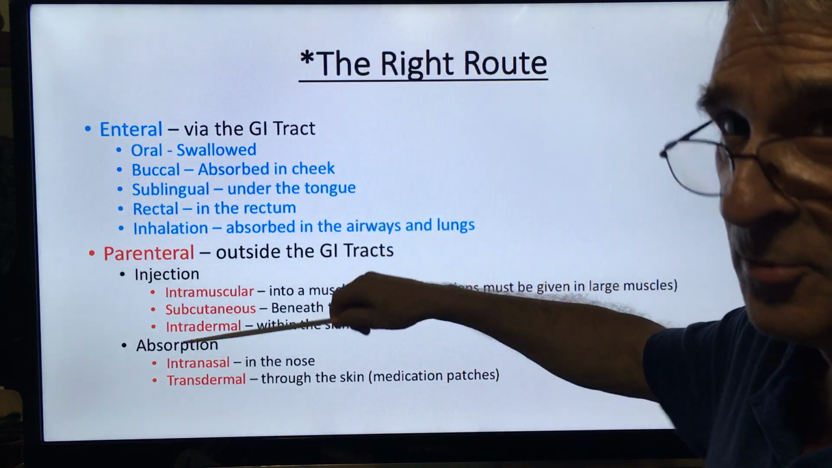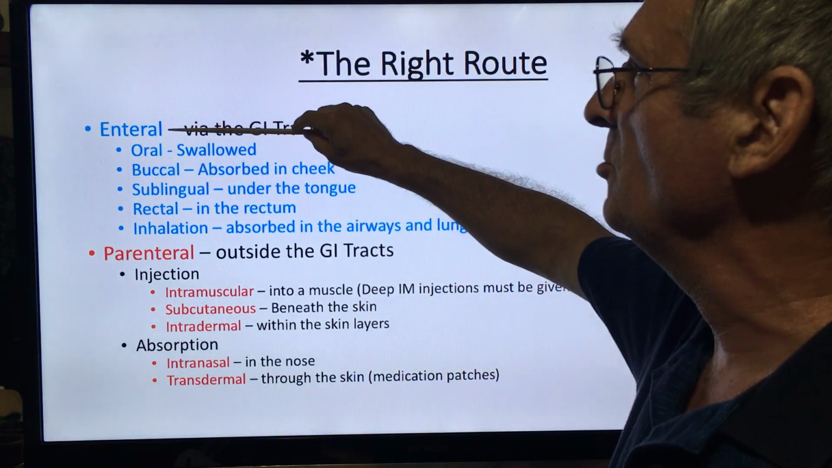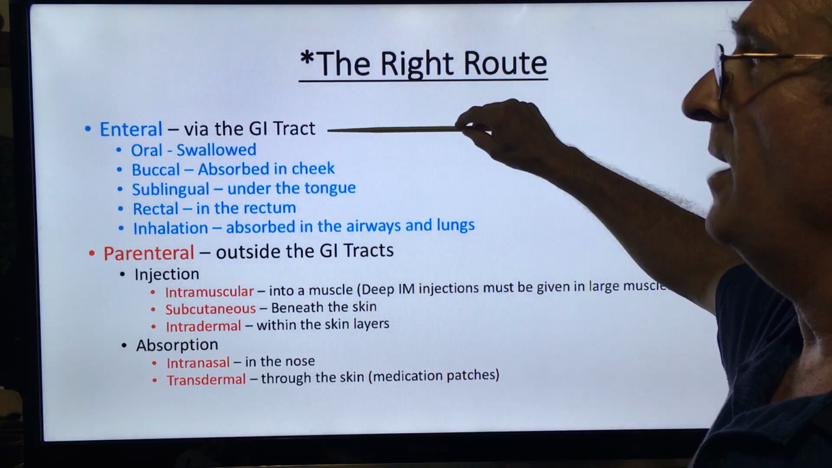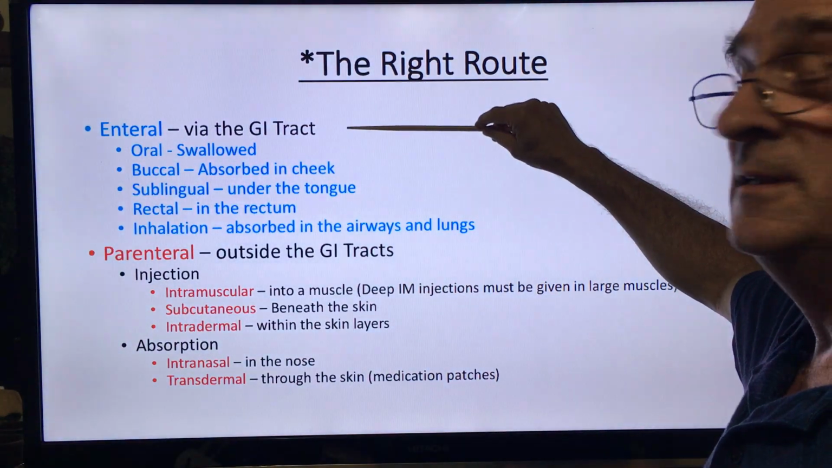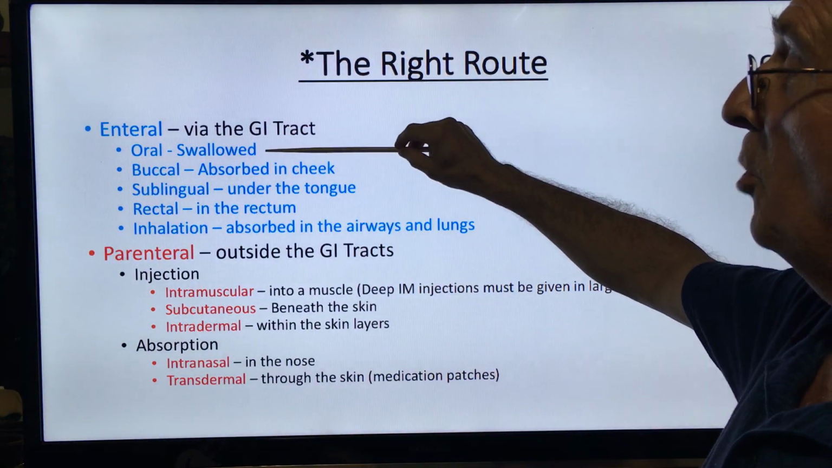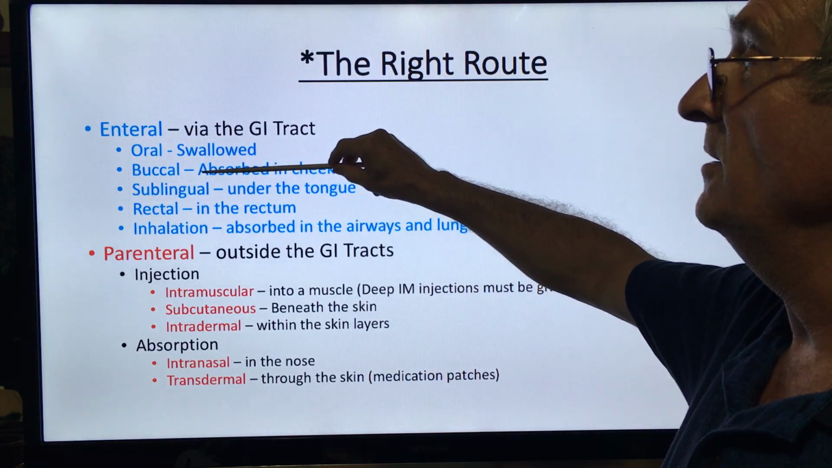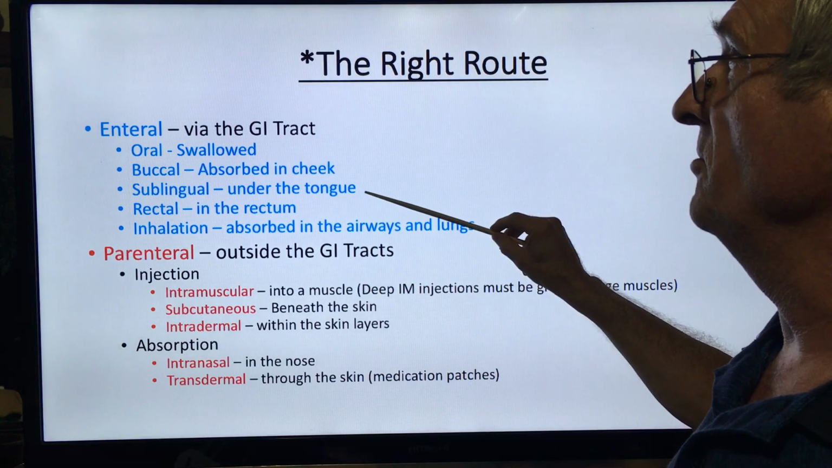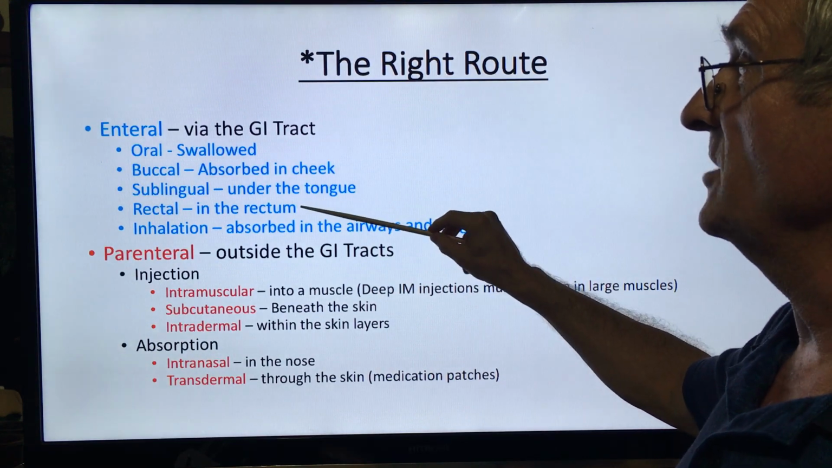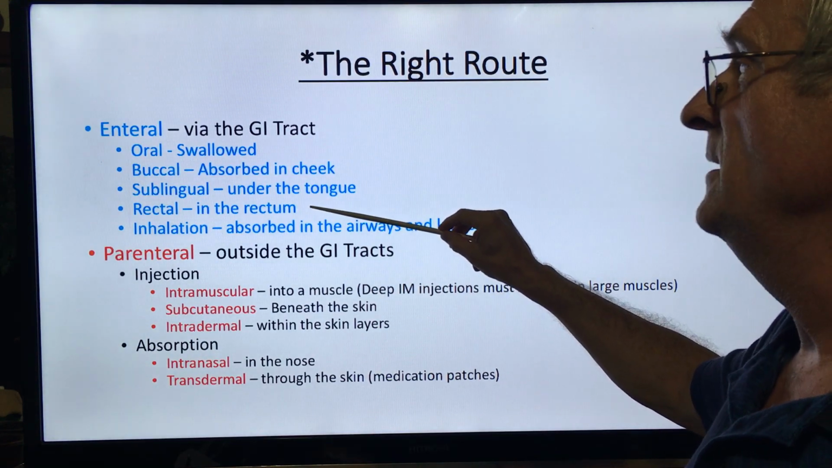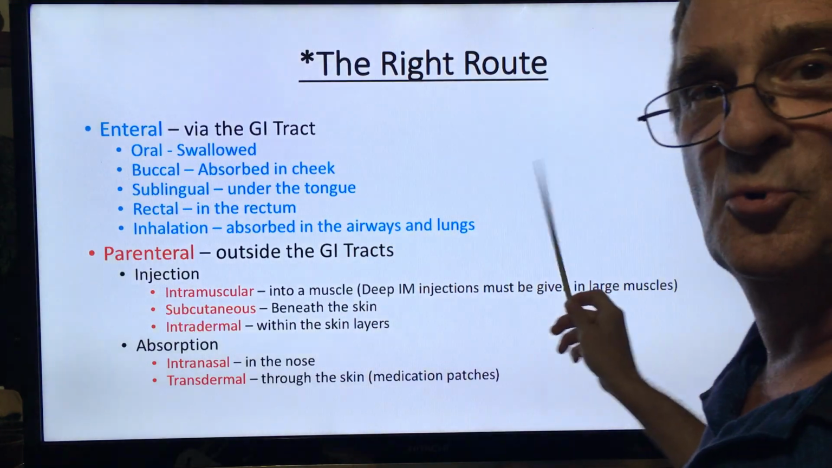Okay? Now, here are the two main routes. Now, there's plenty of other routes under these, but we talk about enteral routes, which are those that enter the body by the GI tract. So these would include oral, or PO, we swallow them. Buccal is absorbed in the cheek. Sublingual is absorbed under the tongue. Rectal is given in the rectum, suppositories. And then inhalation, it's absorbed through the lungs.